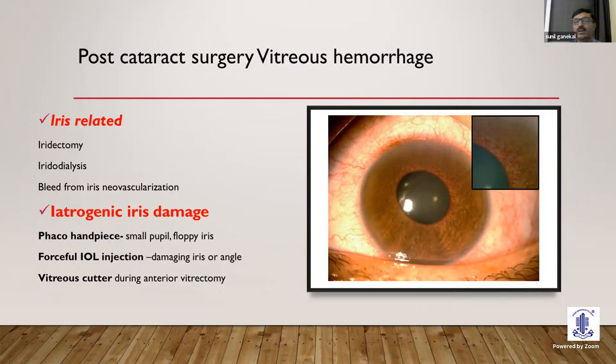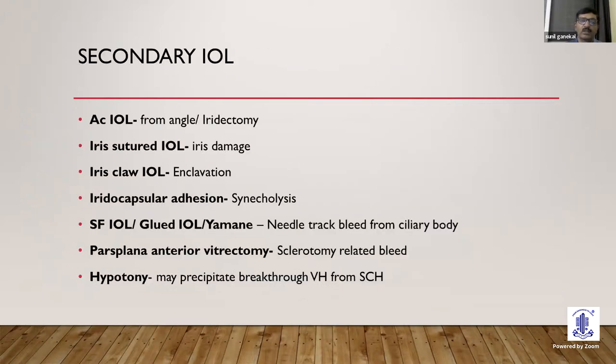Angle and iris bleeds are the commonest causes of hyphema, which can cause vitreous hemorrhage. Iatrogenic iris damage can sometimes be due to poor surgical technique. Suppose you're doing phacoemulsification in a small pupil or a floppy iris, you can catch or eat up the vascularized iris and cause a bleed. Or forceful IOL injection technique, or poor cartridges, can damage the iris and angles, which can bleed and go into the vitreous cavity. Even cutter-associated bleeds can occur if you eat up the iris or damage it during vitrectomy or anterior vitrectomy, causing a vitreous hemorrhage.